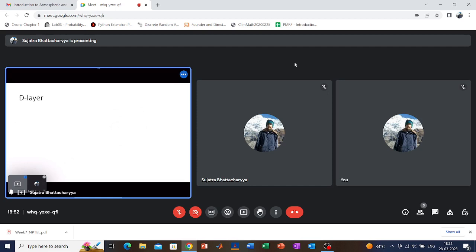Now, this is the D layer, or the D region. So we'll point out whatever I have said, and whatever I have not said, I will also write down here. The D layer is the lowest region of the ionosphere.